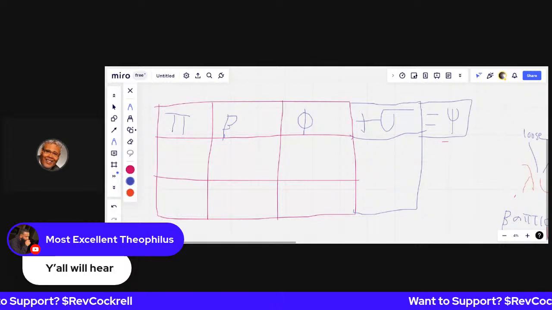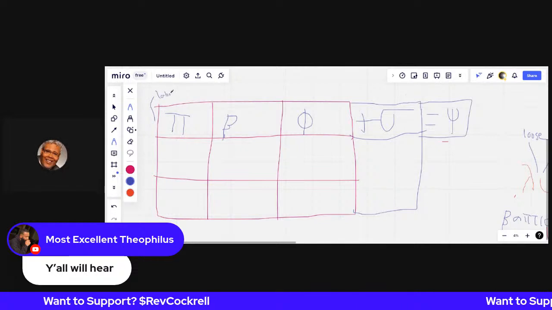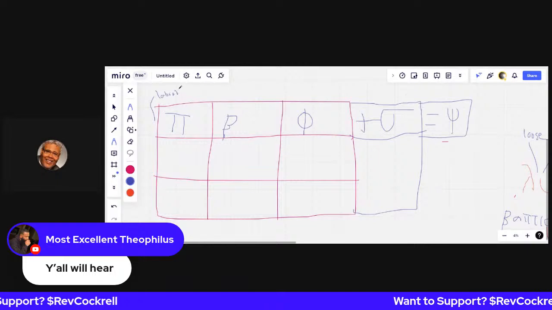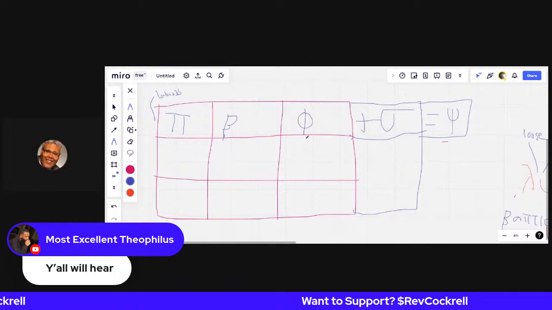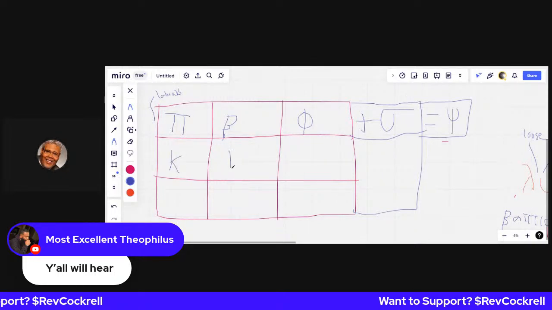Technically this is what you call a labial because it's made with your lips. Your lips touch. So these are labials. The next, what you have are called velars. Velars.